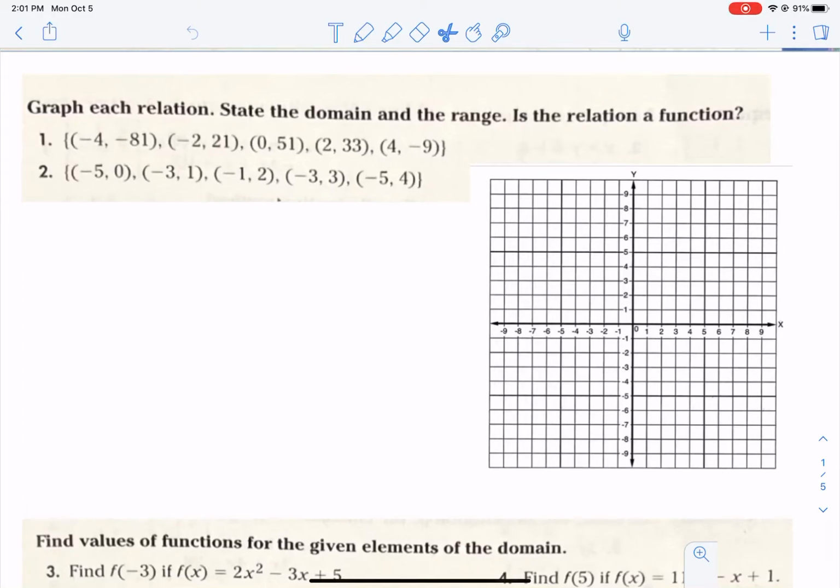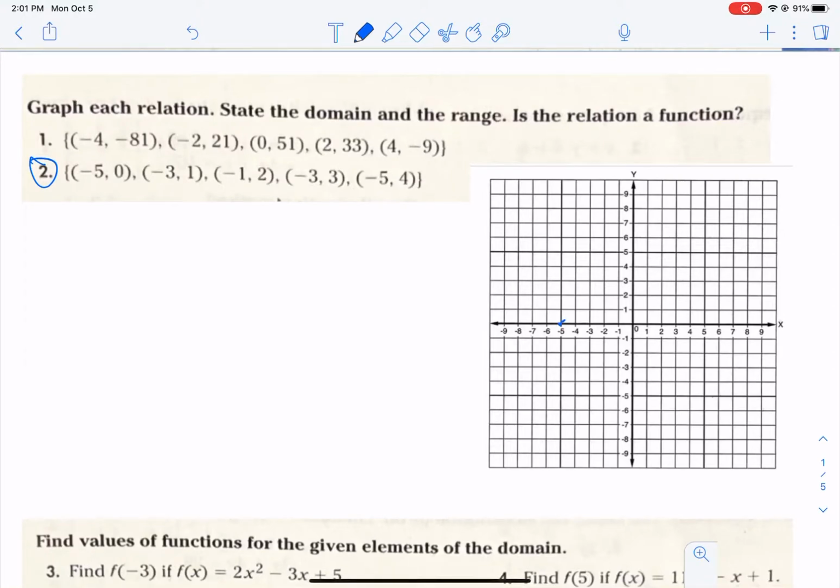It says to graph each relation. I'm only going to graph number 2, just because I'm not too concerned about graphing these points. We'll state the domain and range for each, and whether it is a function for each. Let's start with number 2. To graph a relation like this, you just plot the points.